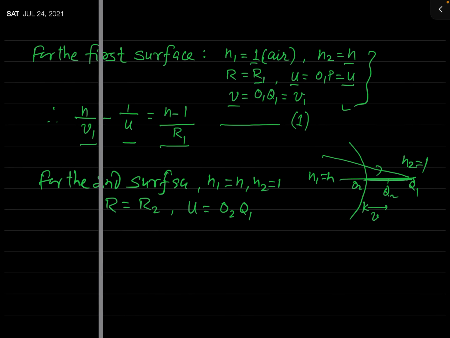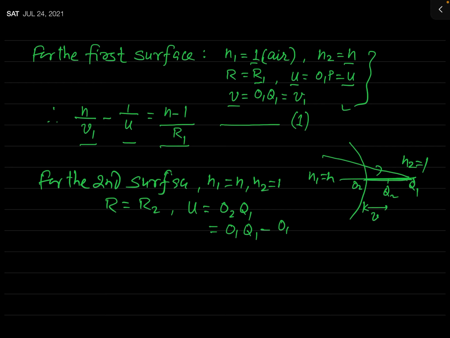When you subtract O1O2 from O1Q1, you will get O2Q1. So you can write here that u is equal to O2Q1, and that O2Q1 is equal to O1Q1 minus O1O2. You have seen this in the figure. But what is this O1Q1? You have seen that O1Q1 is equal to v1. See here, this is v1. And O1O2 is what?